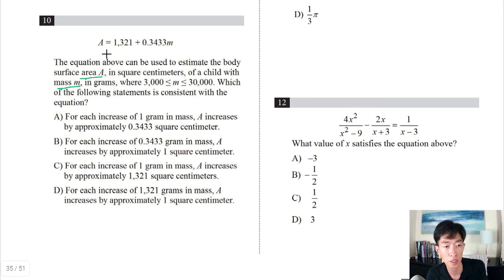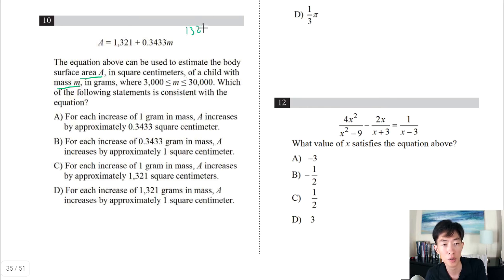It's clearly a linear equation, and it looks like for every gram represented by m that you increase, the surface area is going to increase by 0.3433. Notice that 1321 is a constant, so that's not going to change. And if you're really confused by these types of equations, my recommendation is just plug in some easy numbers to get a sense of what's going on.